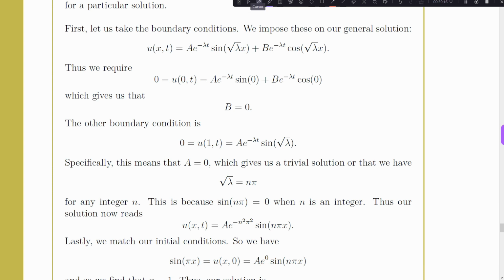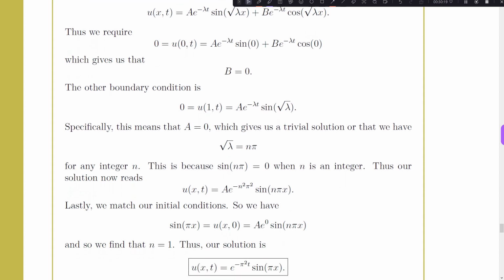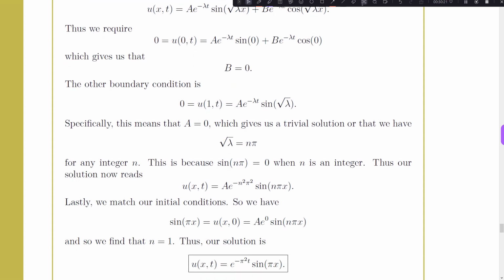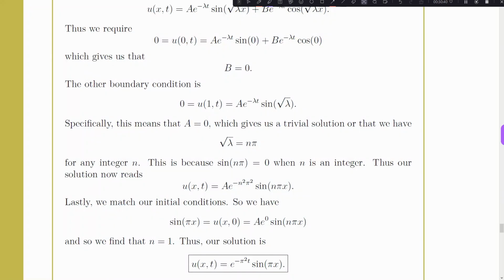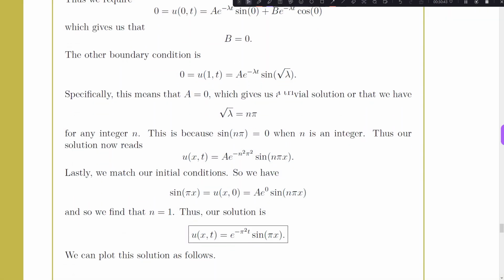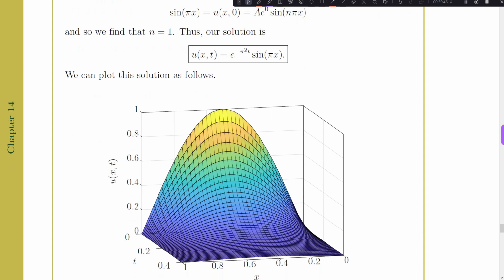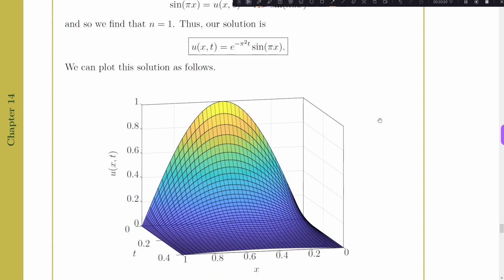Letting a and n be 1, I recover a unique solution, e to the minus pi squared t sine pi x. And this is an exponentially decaying solution in time, and then in space, it just looks like the sine function, but exponentially decaying over time. And so that's how we go about solving this uniquely. If you look at the plot over time, there's your exponential decay. You start really hot, but since you put ice cubes on the sides, then you exponentially decay to 0.